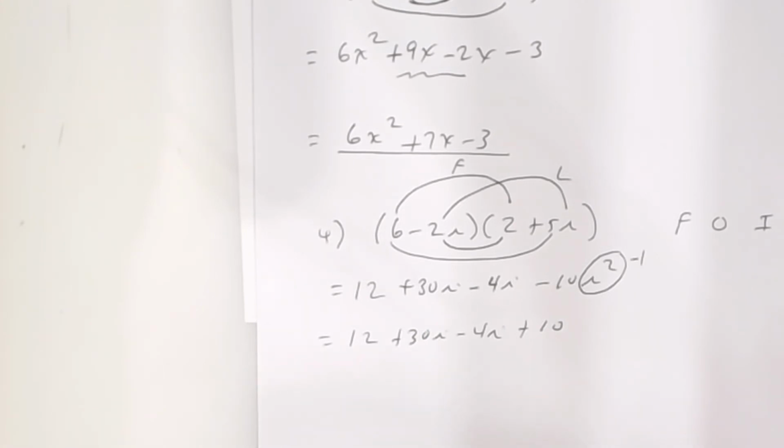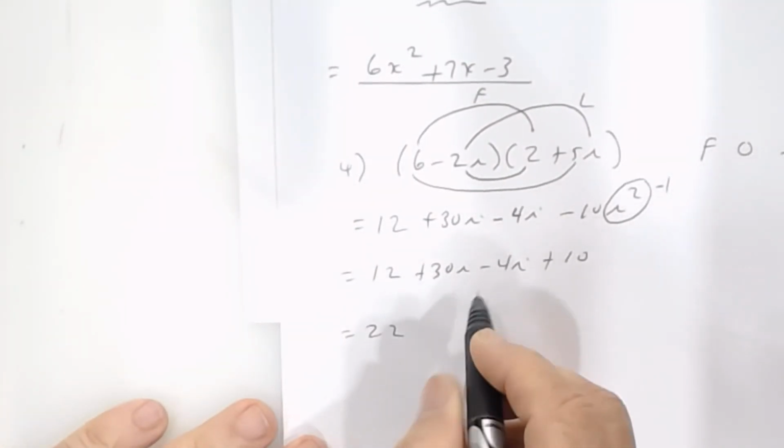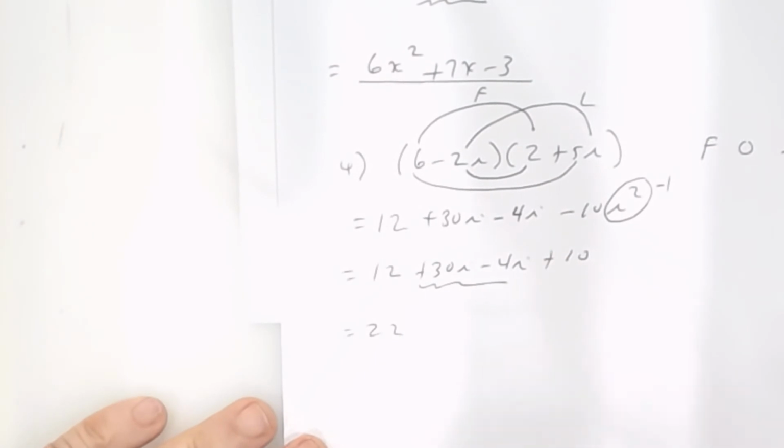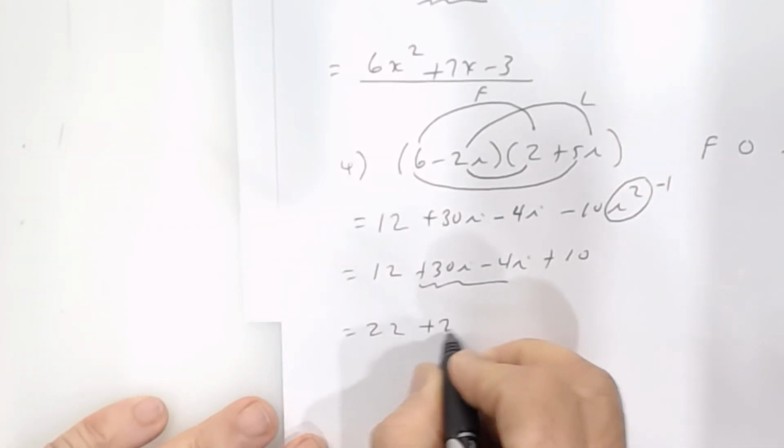And now what's the next step? Combine like terms. 12 I can combine with what? 10. What do I get? 22. 30i I can combine with negative 4i. What do I get? 26i. There's your answer. Okay?